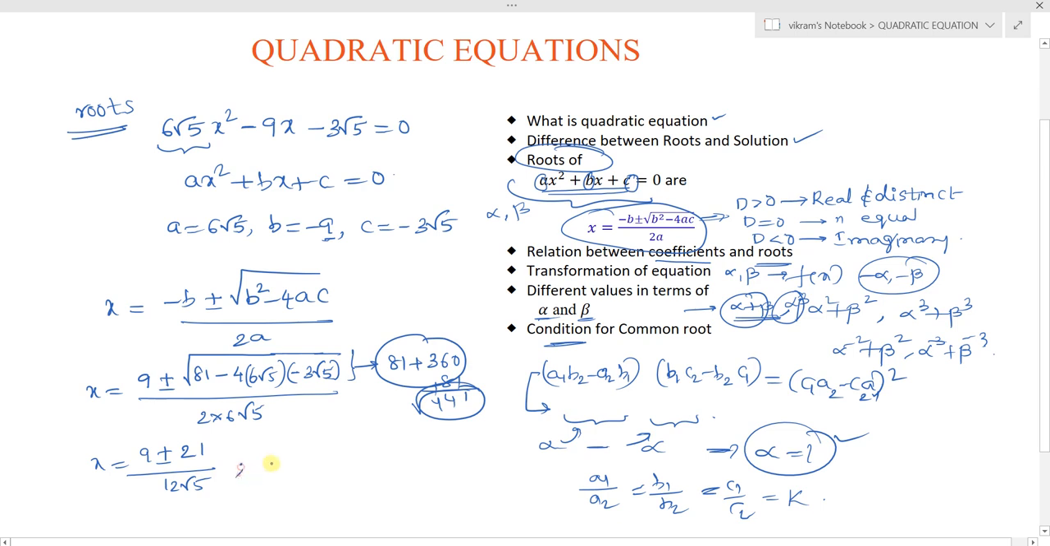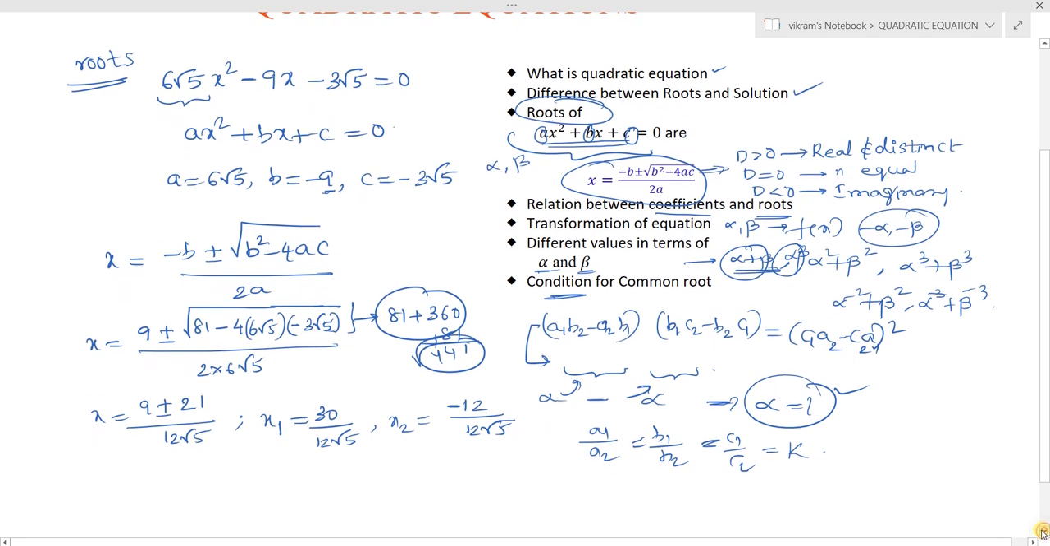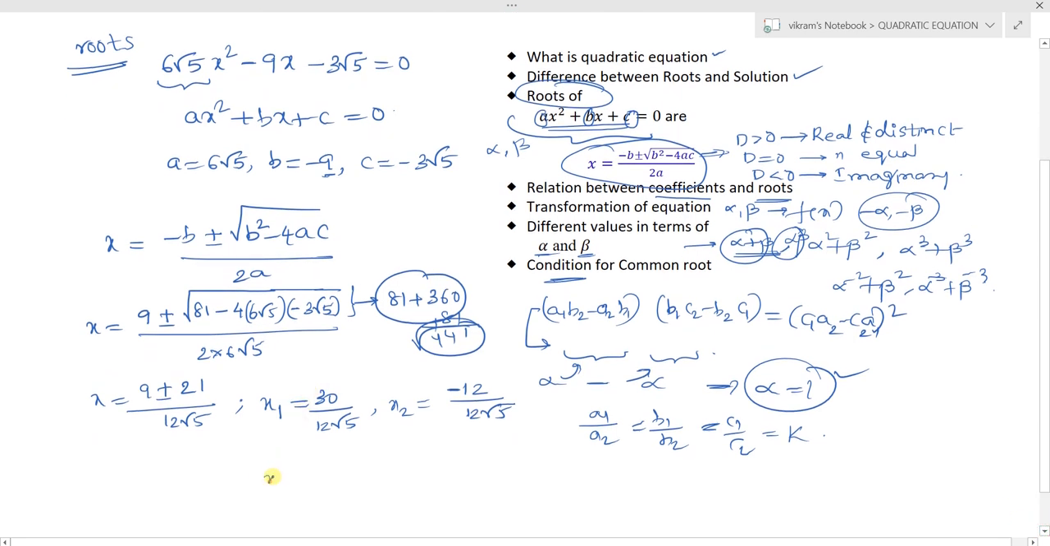So that means now the values of x are, once we take plus and another one is minus. If we take plus, x1 is 21 plus 9, which is 30 by 12 root 5, and x2 is 9 minus 21, that means minus 12 by 12 root 5. Then what will we obtain here? We can obtain x1 equals... can we simplify this?